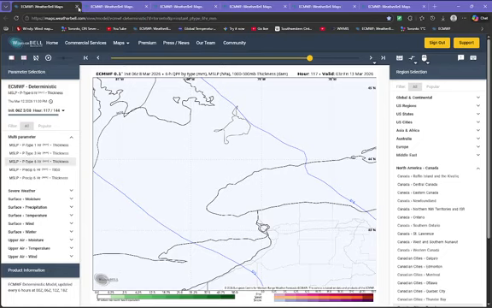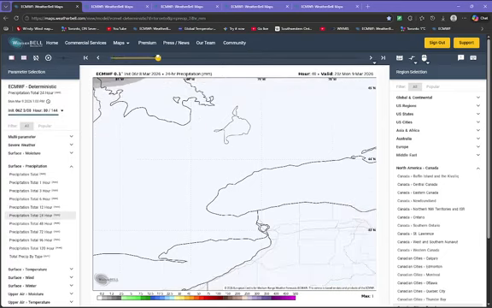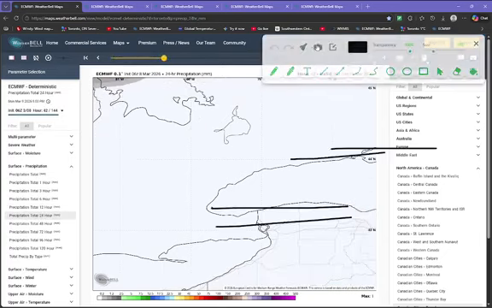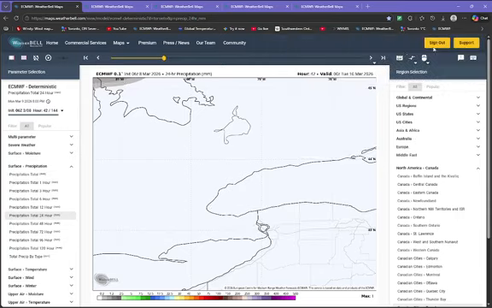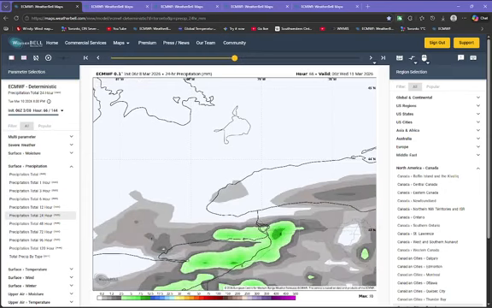So let's go to total precipitation for 24 hours. It stops at 8 p.m., so 7 p.m. There is nothing else. So let's go to the next 24 hours. Something is popping up.